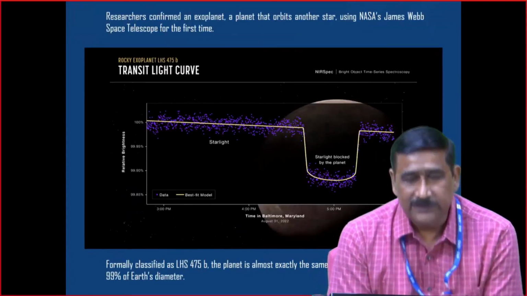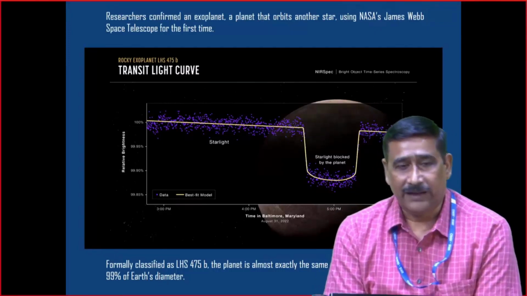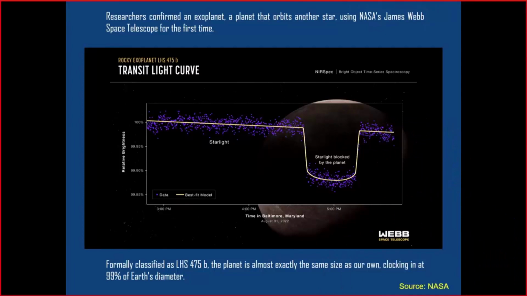Recently, you know that the James Webb Telescope is also doing a lot of research, particularly looking at exoplanets. Researchers recently confirmed an exoplanet orbiting another star using James Webb. You can see the same principle here: while watching that particular star with an IR spectrometer, James Webb saw the relative brightness suddenly become lower when there was a transit of the planet, and you can see the observation as well as the model. So they have detected many exoplanets using this principle.